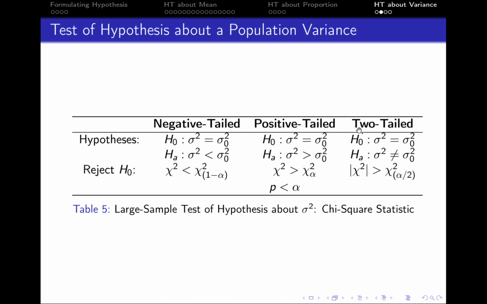As for the positive tail test, the alternative hypothesis is when the true population variance is higher than the hypothetical variance, and we reject the null and accept the alternative hypothesis when the estimated chi-squared is higher than the critical chi-squared at the level of significance alpha. The two-tailed test has the following alternative hypothesis: the true population variance is not equal to the hypothetical population variance, and this alternative hypothesis is accepted when the absolute value of the estimated chi-squared is higher than the critical chi-squared at the level of significance of alpha divided by 2.